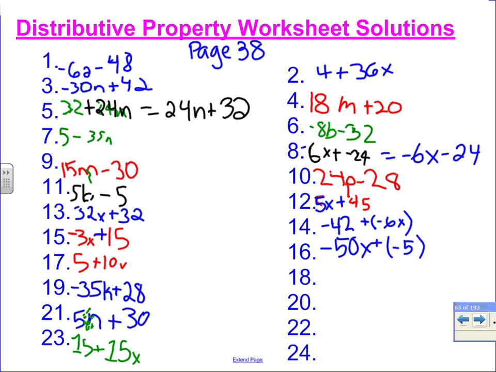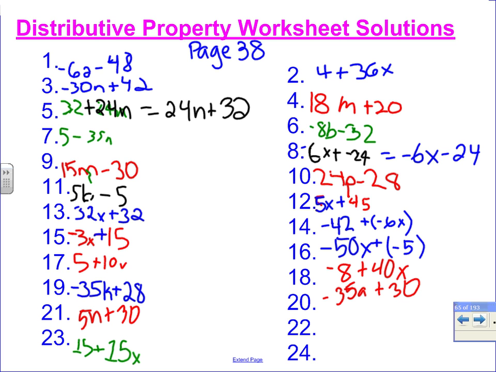18 is not up here. So Emma M, what'd you get? Good. Negative 8 plus 40x. 19, negative 35k plus 28. 20, Justin? Great job. Number 21 is 5n plus 30. That looks kind of weird there. That's just a 5n. Erase that.